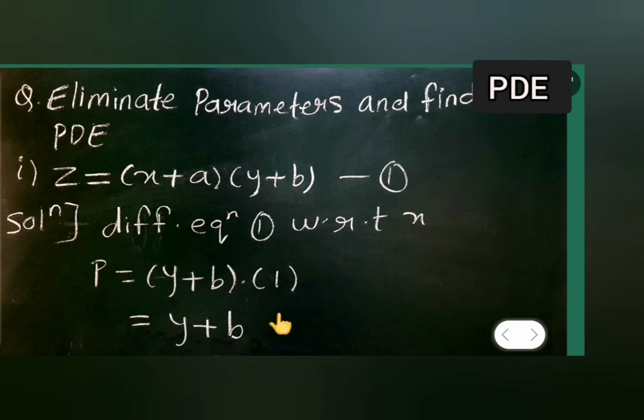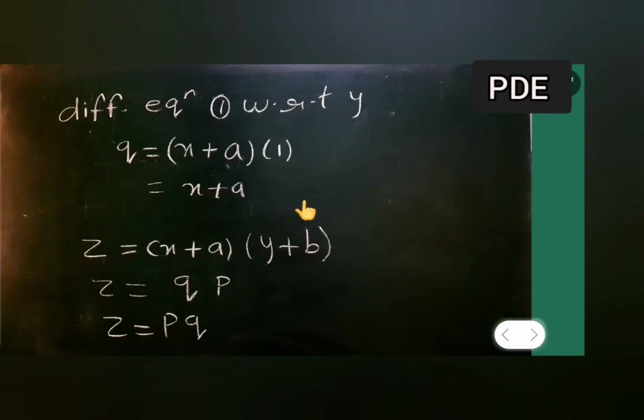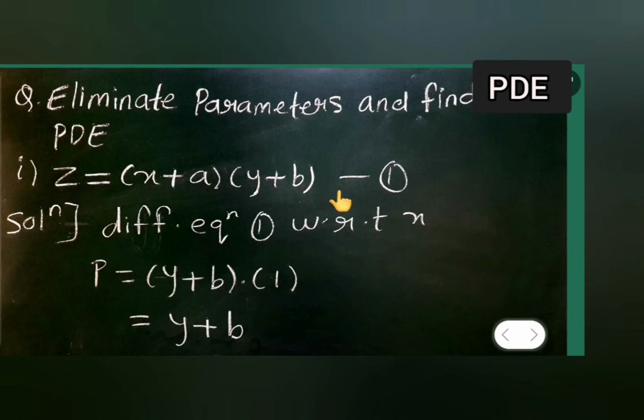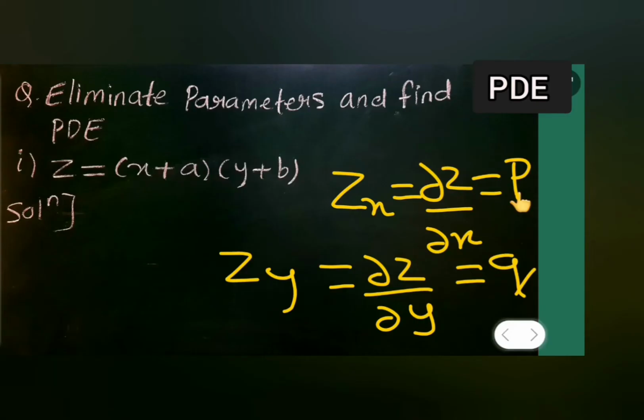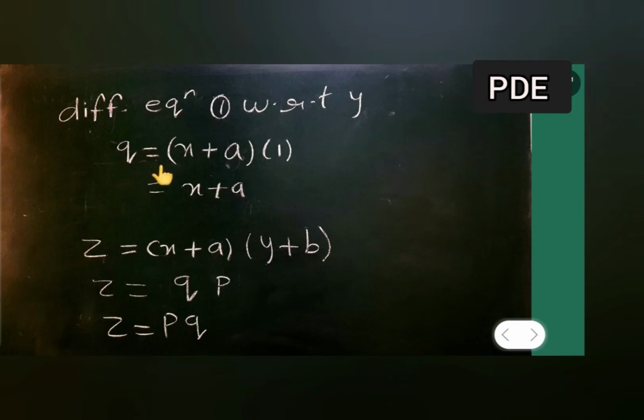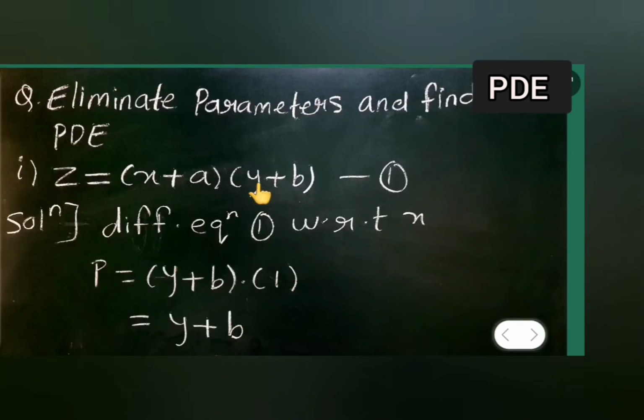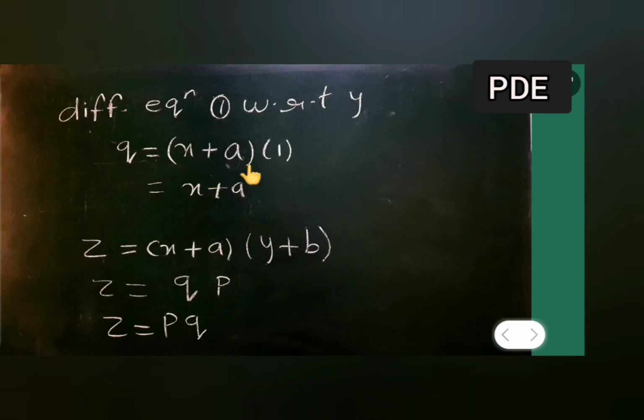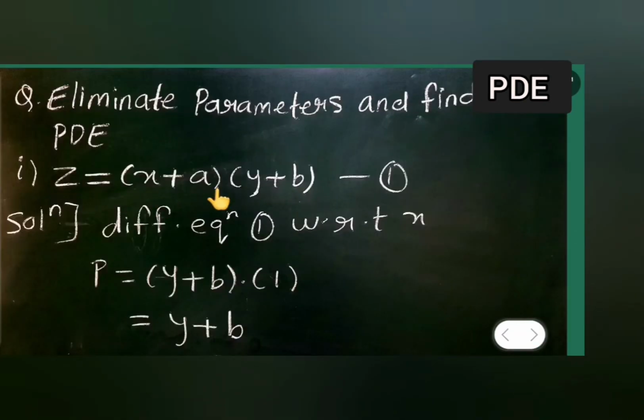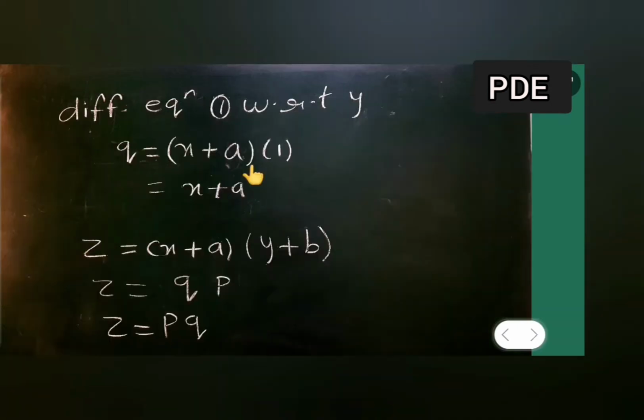So here, what are a and b? They are the parameters, so we have to eliminate them, right? Next, differentiate equation 1 with respect to y. So z, if I differentiate with respect to y, I am going to get q, right? So q is equal to, differentiating, x plus a into, if I differentiate y with respect to y, I am going to get 1. So q is equal to x plus a.